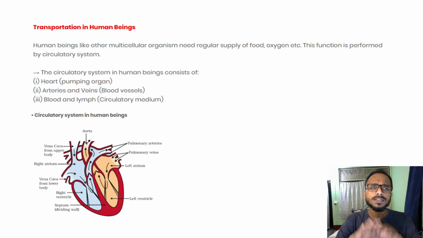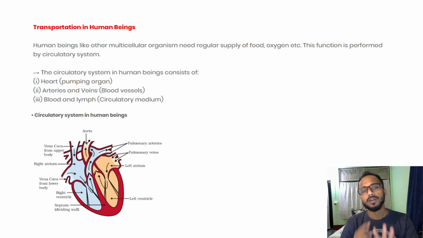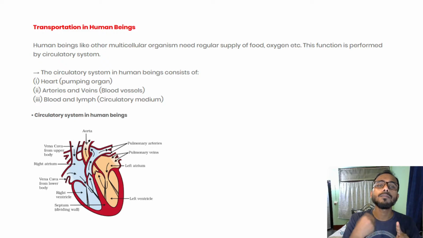For all these things, there is a system. Suppose I am taking food from the mouth. Previously I have said in our digestive system that if I am taking the food, it goes through a lot of processes to digest. Similarly, after digestion, the energy that is produced, the carbohydrates or the proteins, need to reach from head to toe. That means every corner of the body should be supplied. So there is a system which is called the circulatory system. The main part of our circulatory system is the heart, a pumping organ, that is, it pumps the blood.